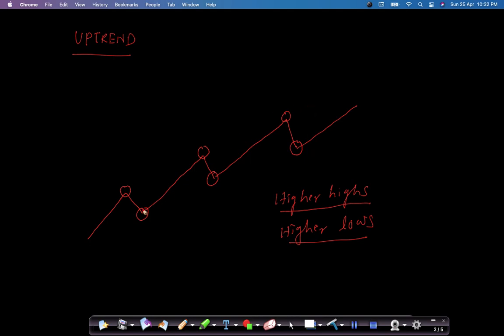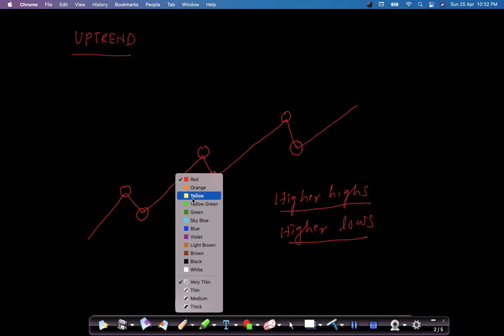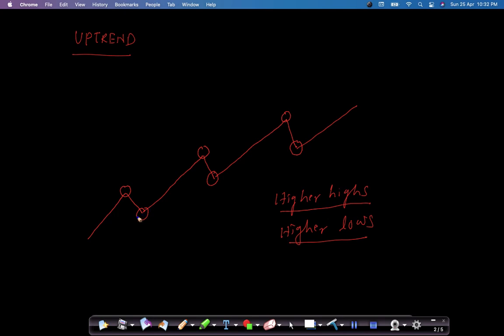One of the very good ways to identify the trend is by using a trend line. A trend line is a line joining, normally in the uptrend, the lows, right? If I join this low with this low and this low with this low, this trend line is sloping upward, right? So when the trend line is sloping upward, the market is said to be in the uptrend.